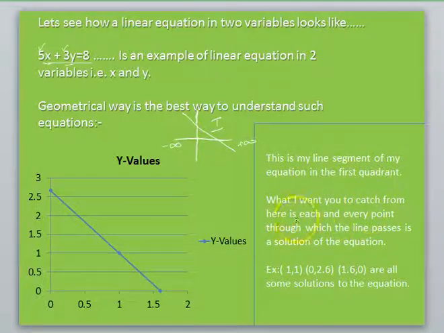What I want you to catch from here is that each and every point through which the line passes is a solution of the equation. May it be this point on the line, may it be this point, and may it be this point. Each and every point on this line is a solution. For example, I've pointed out some of the points here, like (1, 1), (0, 2.6) and (1.6, 0), which are these three points shown in blue markers.